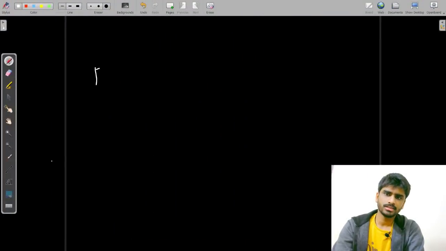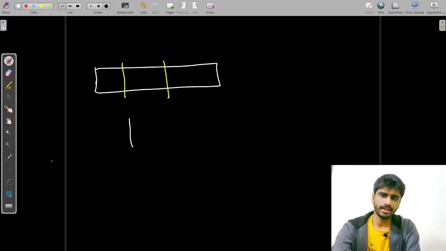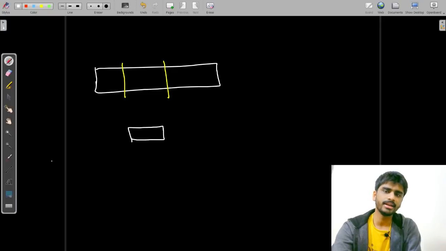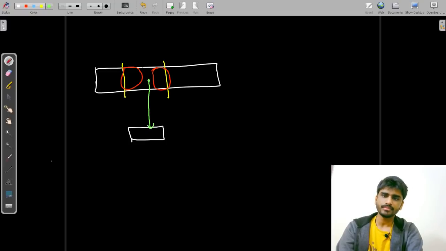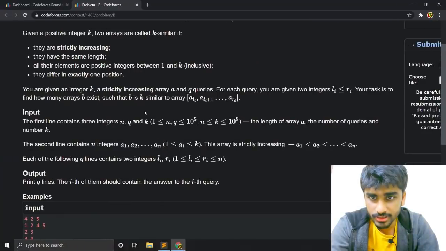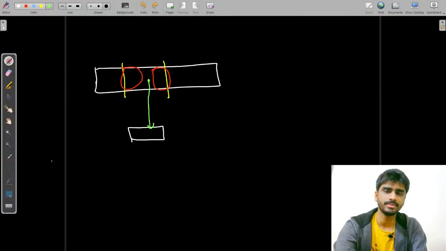So maybe this is the array, right? And let's say in a query you are given a certain subsegment. Corresponding to that, you want to make another array. It has one element different and all the other elements are the same. Let's say all these elements are the same, but this one element is different. Wait a minute, they differ in exactly one position, right? Yeah, exactly one position, so this has to be different.